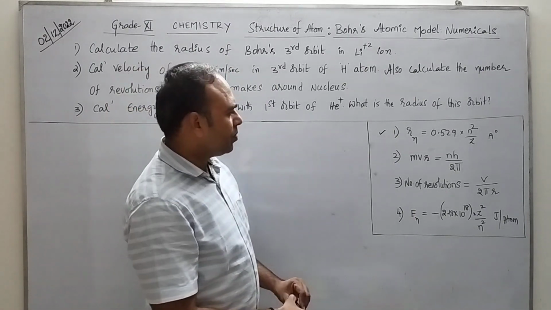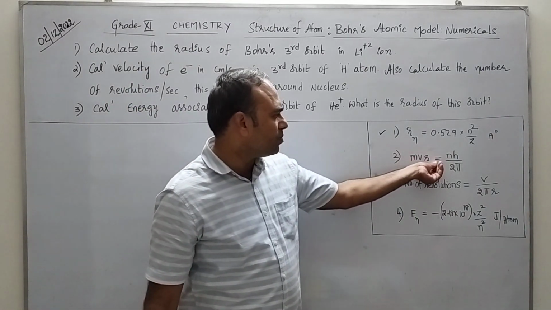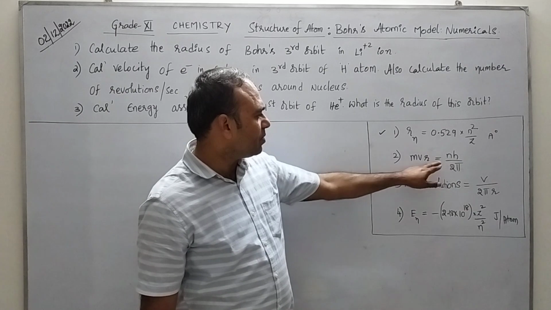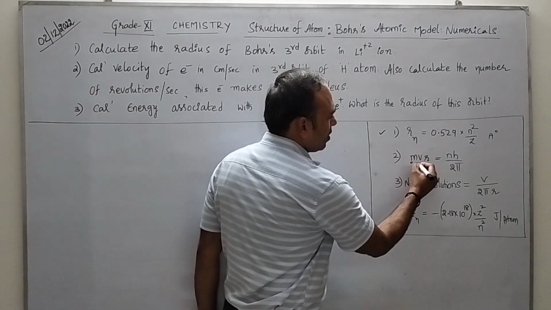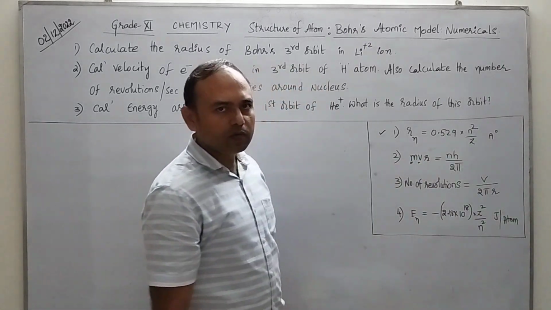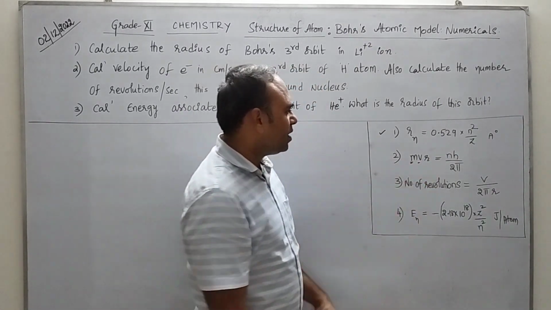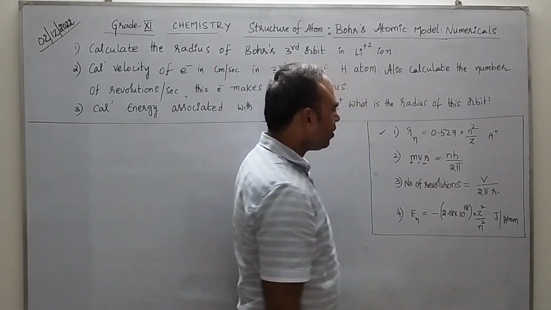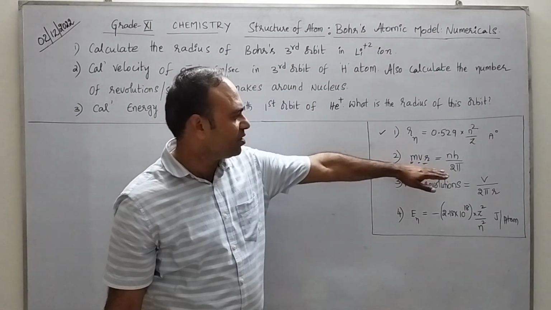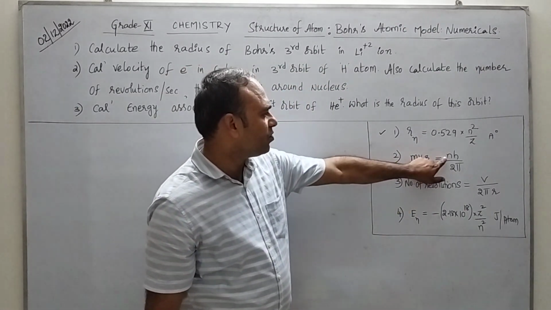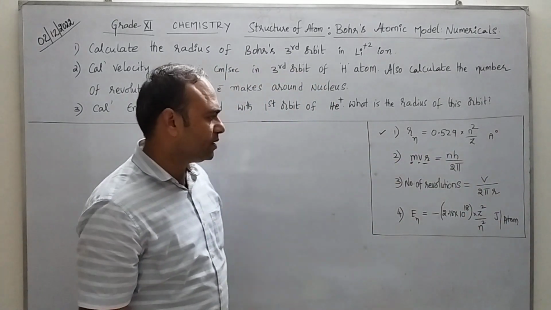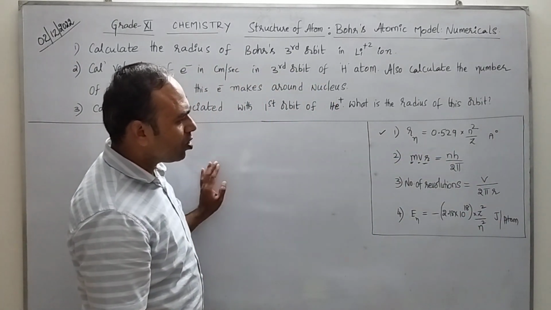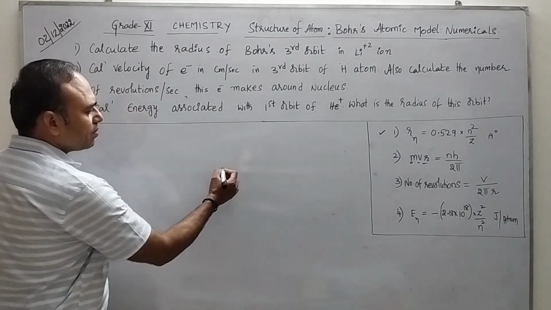Second one, angular momentum. mvr is an integral multiple of h by 2 pi, nothing but nh by 2 pi. Here, what is m? Mass of the electron. What is v? Velocity of the electron. And what is r? The radius. So any one term you can calculate using this formula, and n stands for the number of the shell and h stands for Planck's constant.